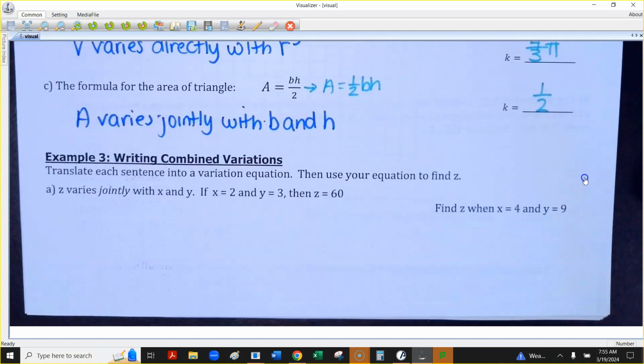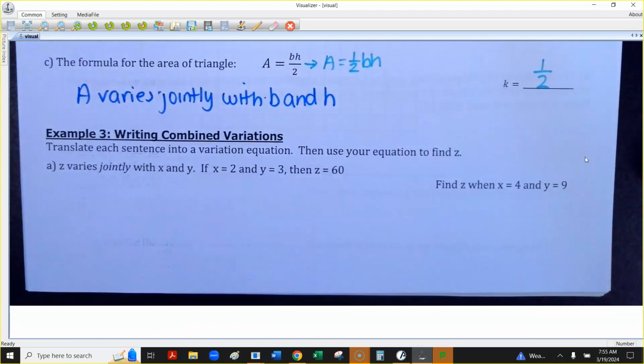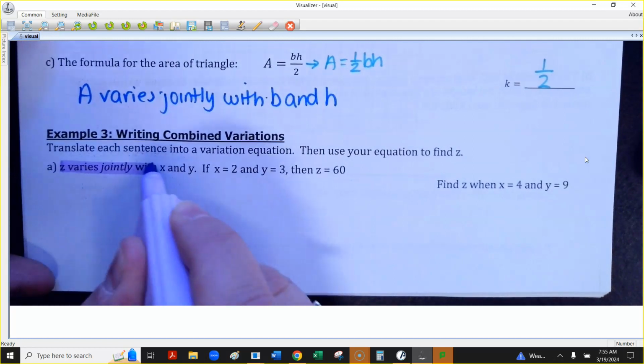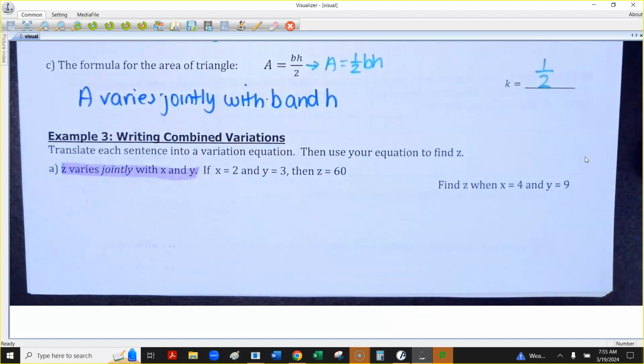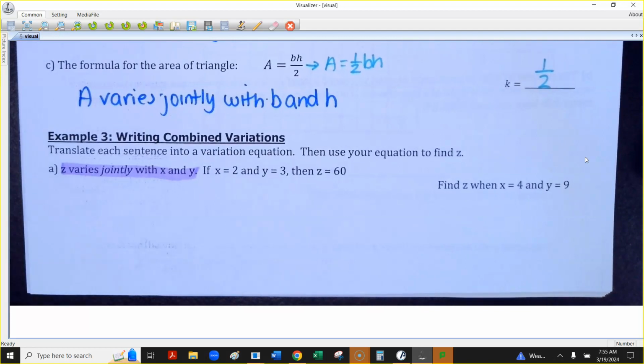All right, see if you guys can translate these. So I'm going to have kind of like 3 parts to this question. So here's the first part. It says Z varies jointly with X and Y. All right, Z varies jointly with X and Y. Can anybody just raise your hand, tell me, how would you translate that into an equation? So instead of words, Candace, what do you think?